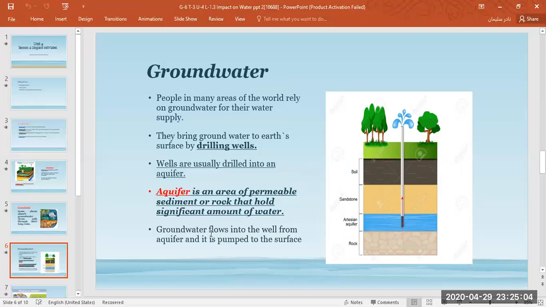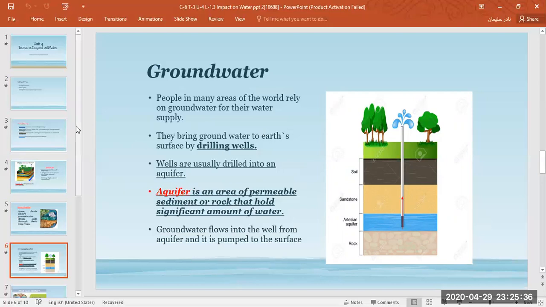Groundwater also flows into the well when people drill wells. It flows from the aquifer and is pumped up to the surface. So drilling a well is a way of making a hole to the aquifer to extract the groundwater. Groundwater is a very important source of fresh water for people.